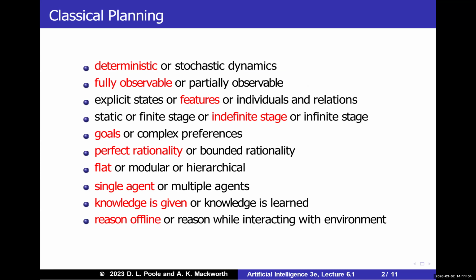Now, classical planning makes a number of strong assumptions. The world is deterministic, meaning actions have predictable outcomes. The environment is fully observable, so the agent knows exactly what state it is in. Time progresses in discrete steps, and we are typically working with a single agent acting offline, meaning it reasons first and executes afterwards. These assumptions simplify the problem significantly.